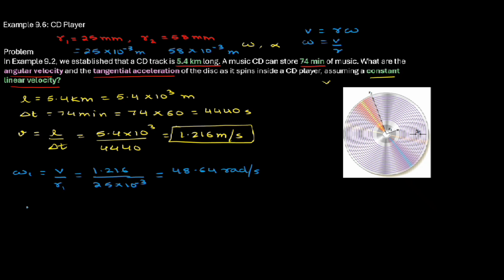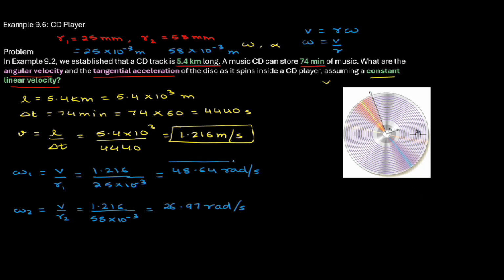Then I do the same thing for radius R2, the outer radius. I find the angular speed at that point. We write that as omega 2, which will be equal to v over R2. V remains the same since it is constant, 1.216. Outer radius is 58 millimeters, so 58 times 10 to the power negative 3. And that gives me angular speed at the outer radius to be equal to 26.97 radian per second. Looking at the value of omega 1 and omega 2, we notice that the CD has to slow the disk rate of rotation during the course of playing it.